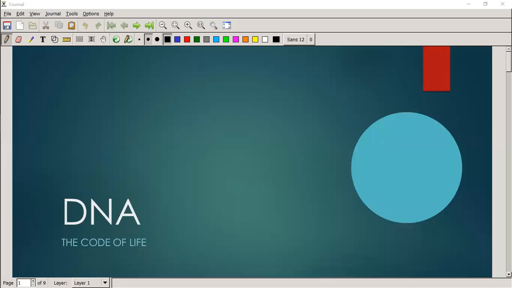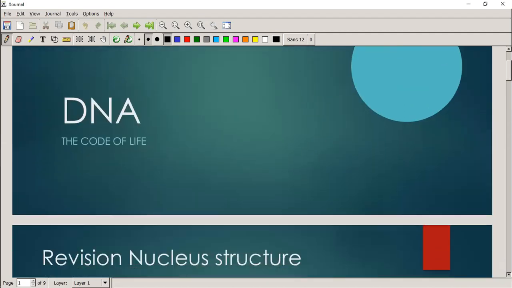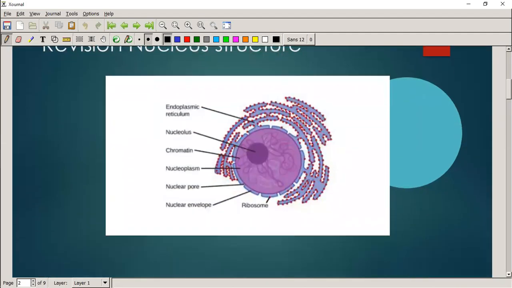Okay, DNA, the code of life. First things first, we're going to go back to grade 10 and just recap on the nucleus structure, because it's so essential for how DNA works. If we take a look at a nucleus, we have a nuclear membrane on the outside. This is a double membrane, and that's very important that you know it's a double membrane.